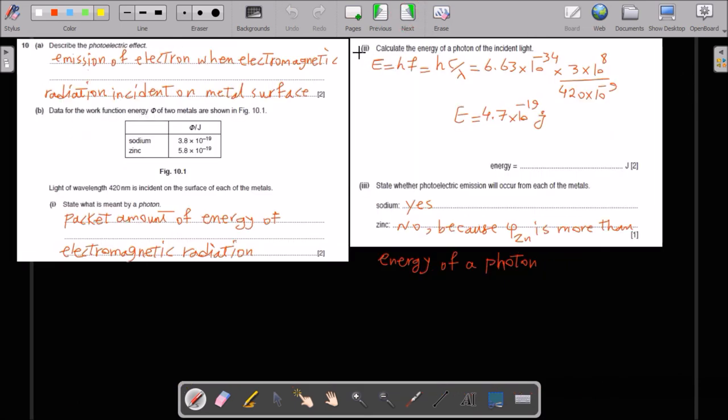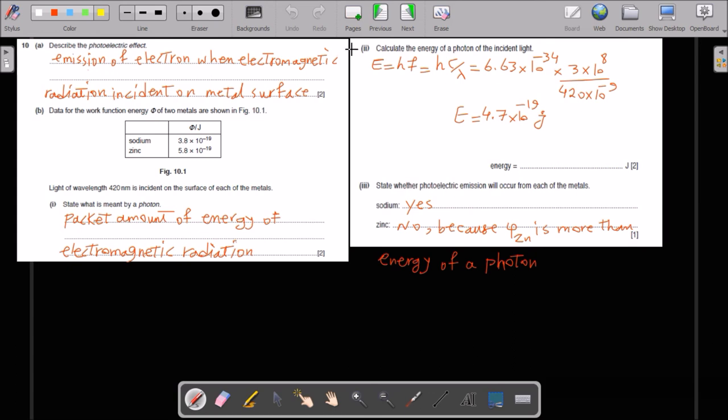Question 10. Describe the photoelectric effect. Emission of electrons when electromagnetic radiation, like light, is incident on a metal surface. Next part.